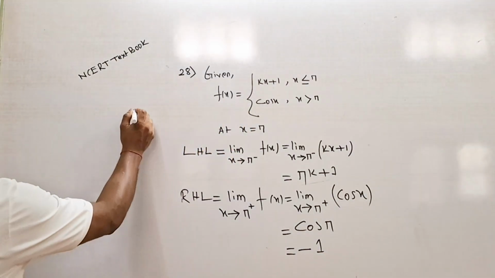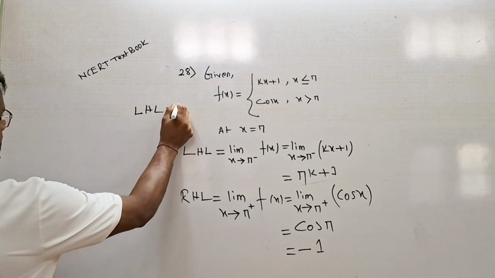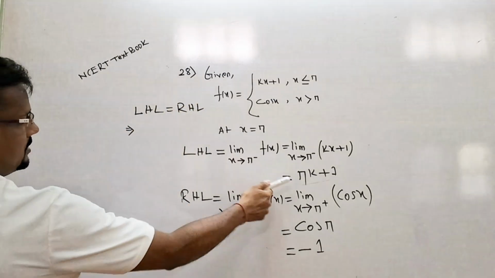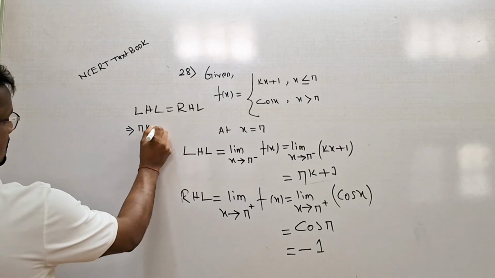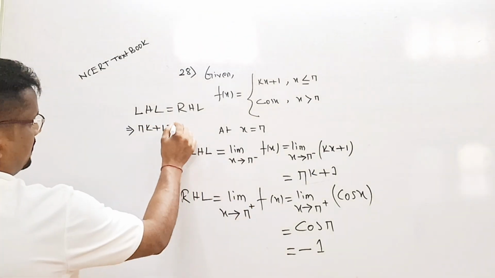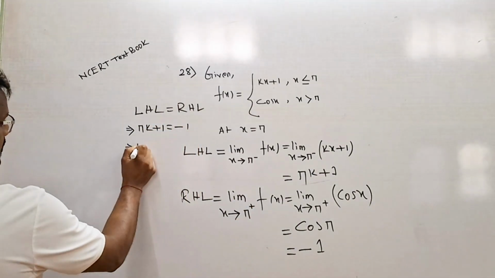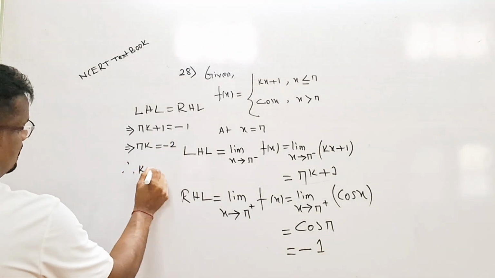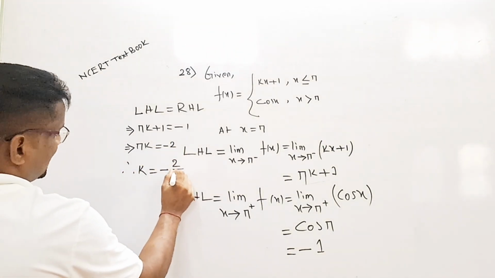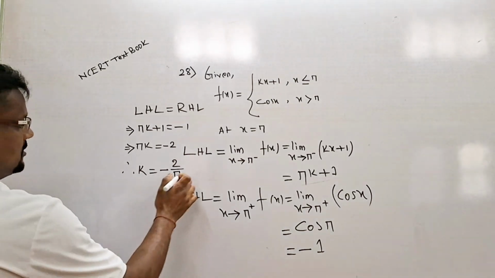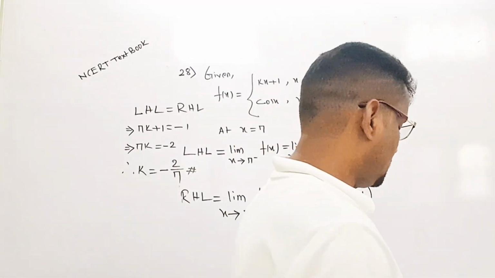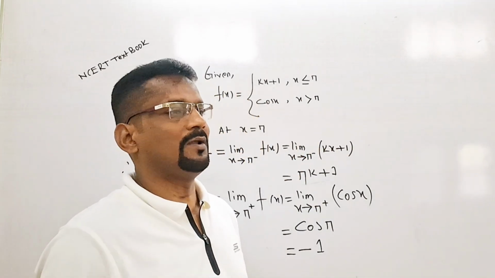Now as the function is continuous, LHL must be equal to RHL. So this condition: LHL is pi k plus 1, and the right hand limit you have got is negative 1. Then pi k equals negative 2, and from here k is equal to negative 2 by pi. This is your answer.